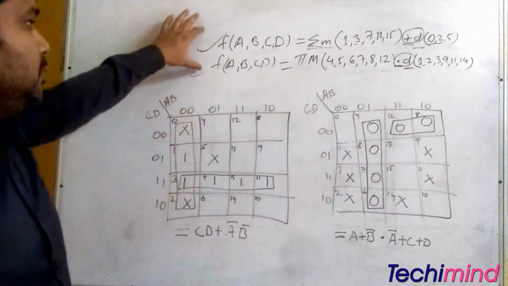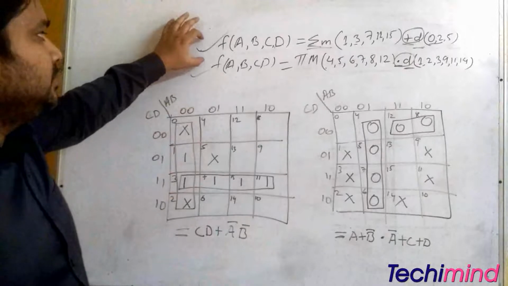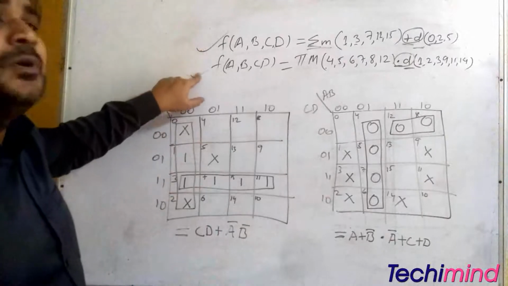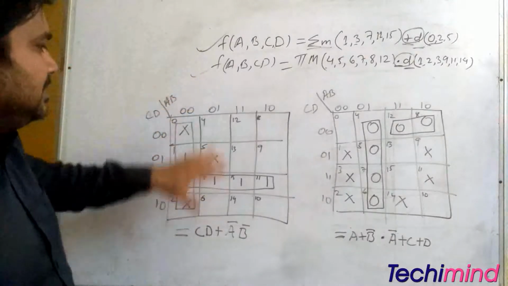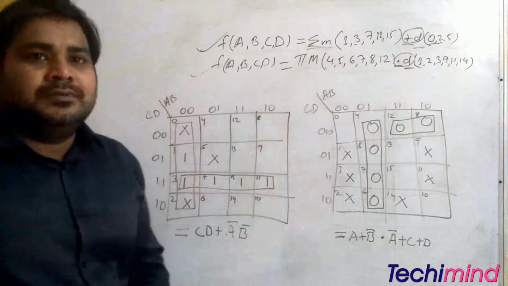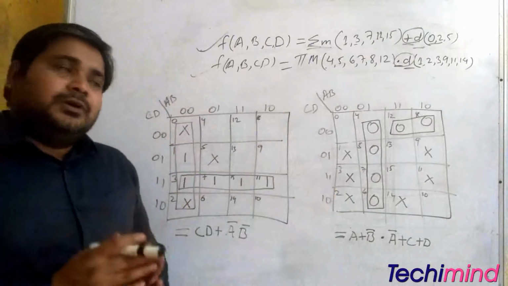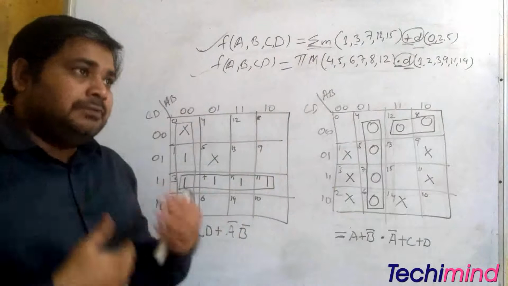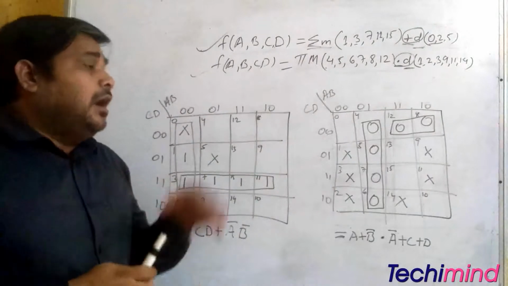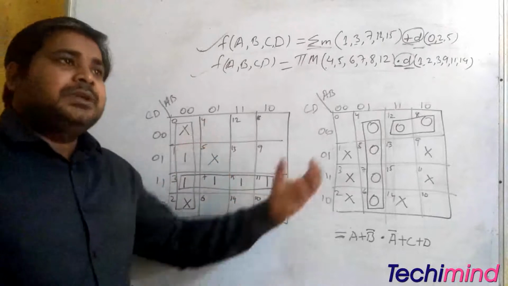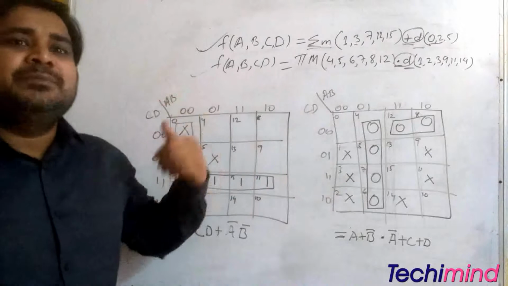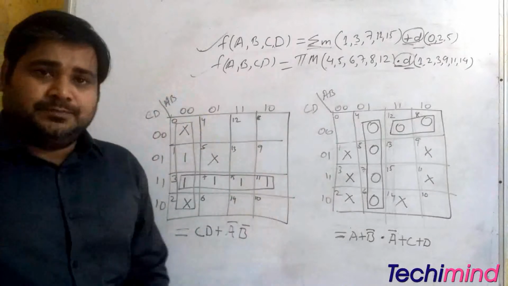So these two K-maps, these two equations, one in SOP term and the other in POS term, we can simplify using this type of method. So here we have a comparative study of those two. In the next video, we are going to define how a POS term equation is converted into SOP term, or how an equation in SOP term can be converted into POS term. Thank you.